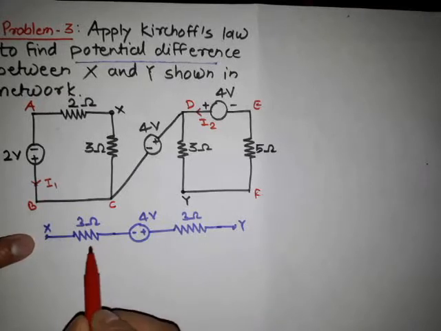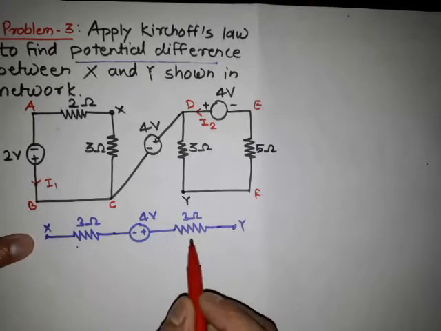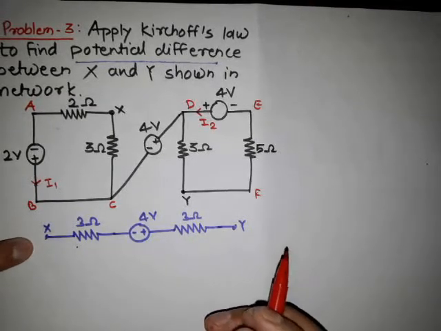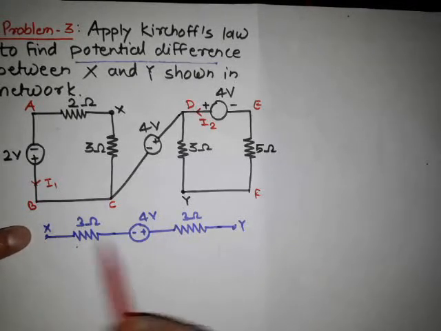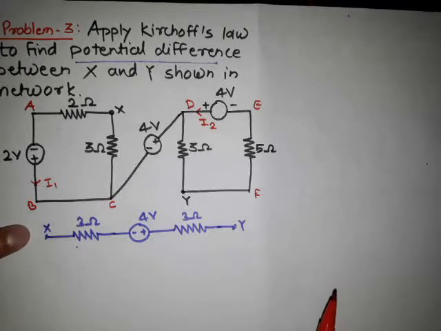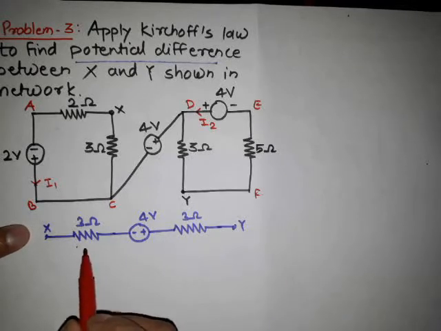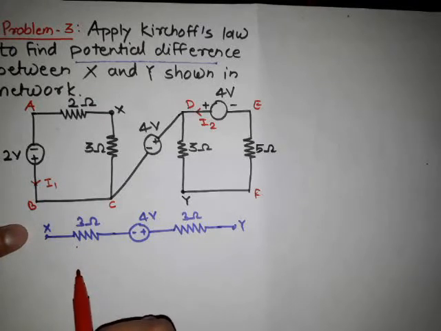Then for finding the voltage or potential difference between the X and the Y, we know the voltage across the 3 ohm resistor, and we have to know the voltage across the 3 ohm resistor, and we can add these 3 voltages and we can get the voltage across the XY terminal. Now for this purpose, we have to find the current through the 3 ohm resistor, and only then can we find the voltage across the 3 ohm resistor.